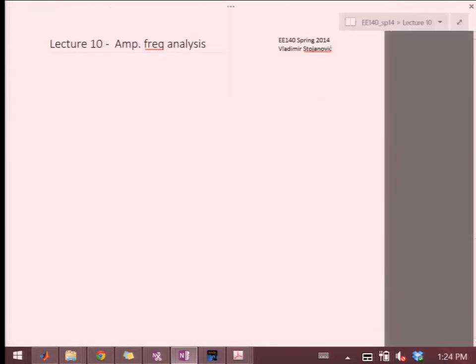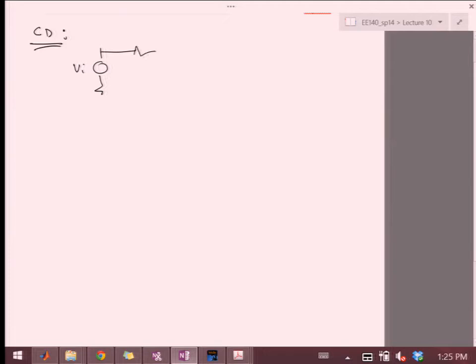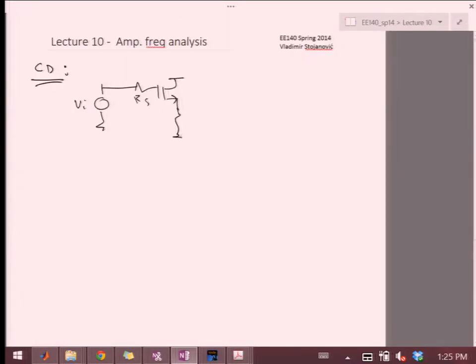Okay, so let's take a look at the other type that also will end up being a very wide band. And of course, you want it because it's not really providing any gain, so it's just isolation. In this case, it's the common drain. So if we do VI, and then we have RS, and then RL here and V out.